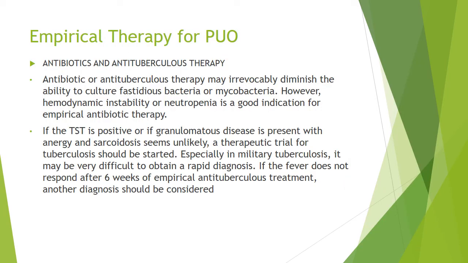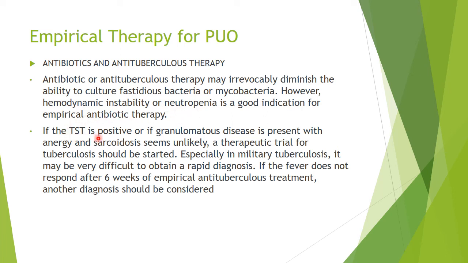So what is the empirical therapy for pyrexia of unknown origin? Antibiotics and anti-tuberculous therapy. Antibiotics or anti-tuberculous therapy will diminish the ability to culture the bacteria or mycobacteria. However, if there is hemodynamic instability or neutropenia, then empirical antibiotic therapy can be started.